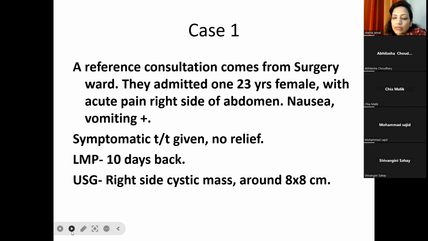they admitted one 23-year-old female with acute pain in the right side of abdomen. She complained of nausea and vomiting, and she was not feeling well since morning. She was given symptomatic treatment, but there was no relief. And her last menstrual period was 10 days back. And ultrasound showed a right cystic mass around 8 by 8 centimeter.